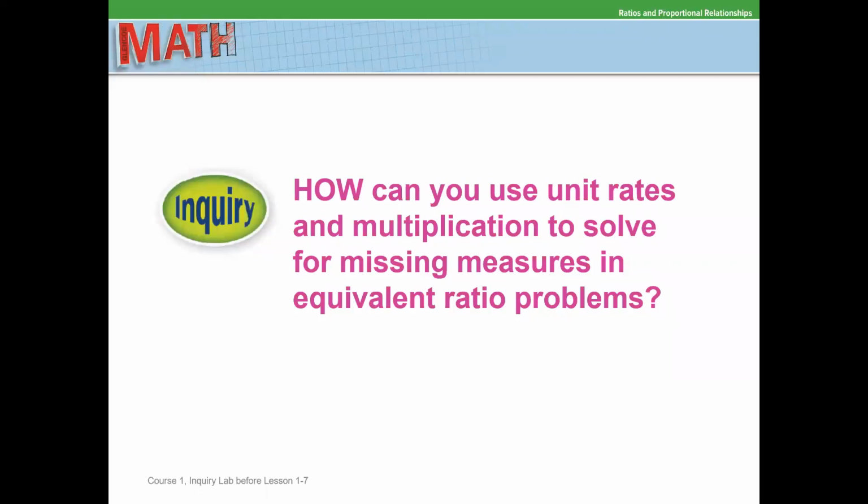Hey, we're back. This is the Inquiry Lab for Chapter 1, Lesson 7. How can you use unit rates and multiplication to solve for missing measures in equivalent ratio problems?